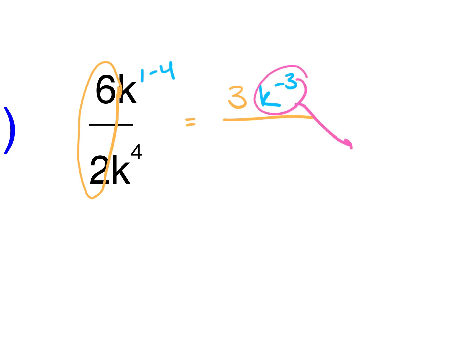So we want to move it to the bottom. What's going to stay on top? The 3 stays on top. 3 doesn't have a negative exponent, so it stays where it's at. We just move the k to the bottom. So k to the positive 3rd power goes to the bottom. Any questions here?